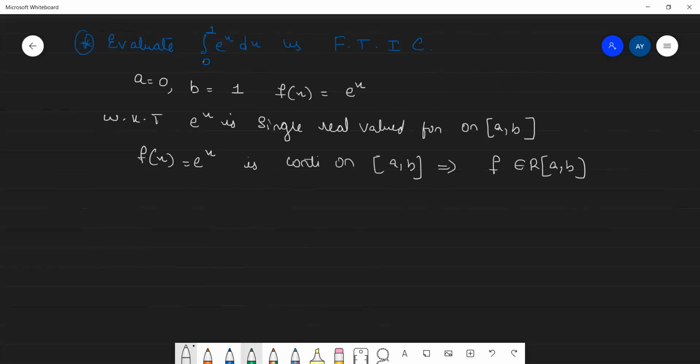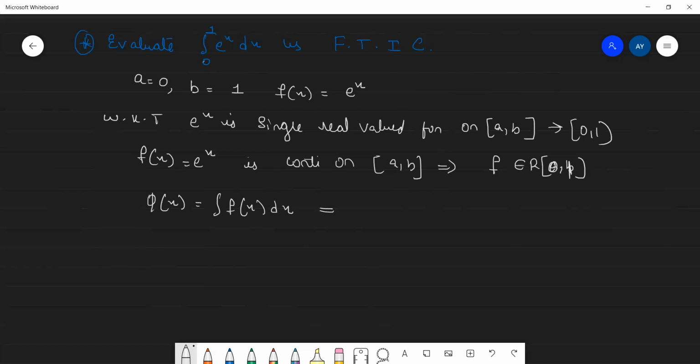So in place of a comma b, you have to put this as 0 comma 1 and this as 0 comma 1. Right? Now, in the next step, let us define the formula that we have. Phi of x is equal to the primitive phi. What is that? If f is Riemann integrable, then phi is the primitive. What is phi? That is the integral of f of x dx. Right? So substitute the values.